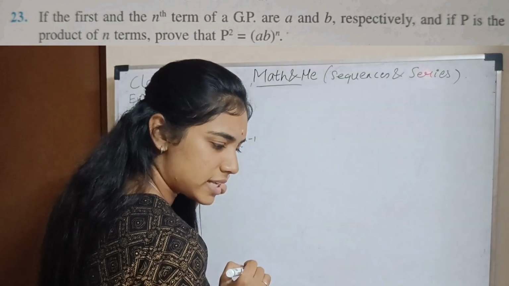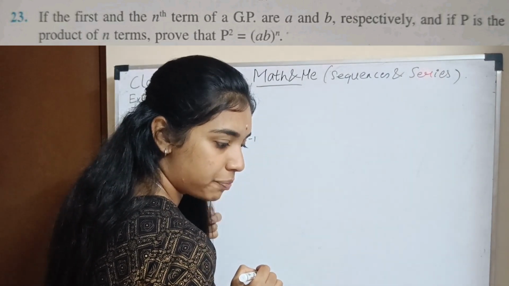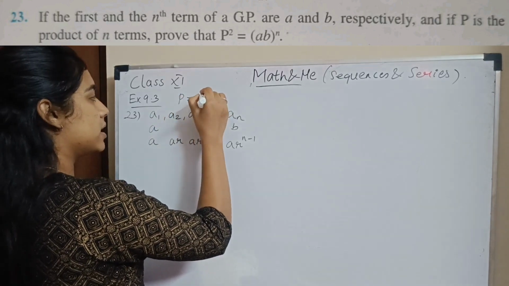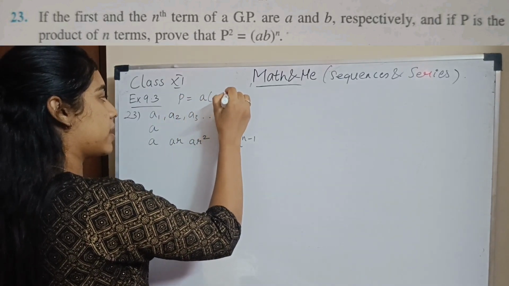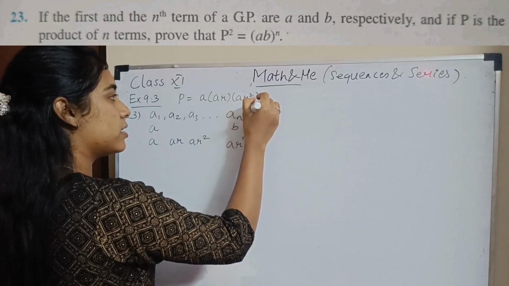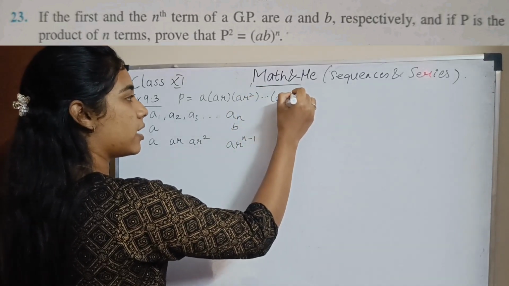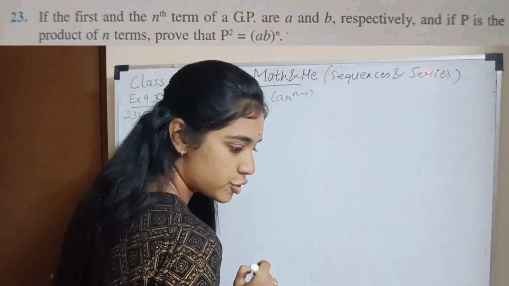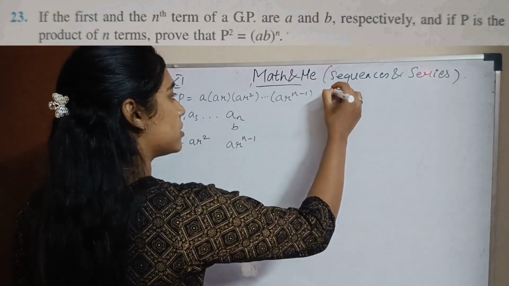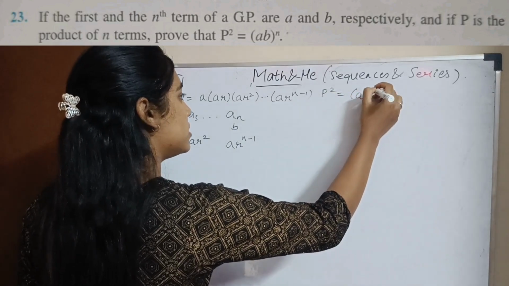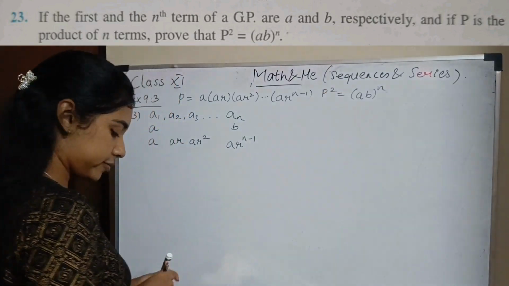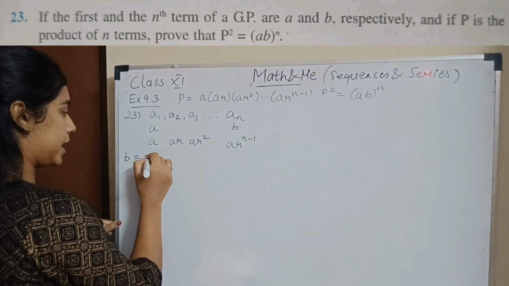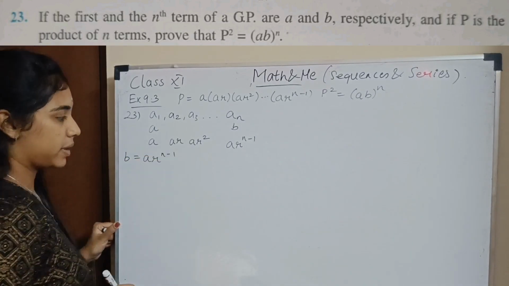So what are they asking? If P is the product of the n terms, what is P? P is A times AR times AR square and so on till AR to the n minus 1. So P is the product. You have to show that P square equals (AB) to the power n. So this is what you have to prove. So first we know B equals AR to the n minus 1.